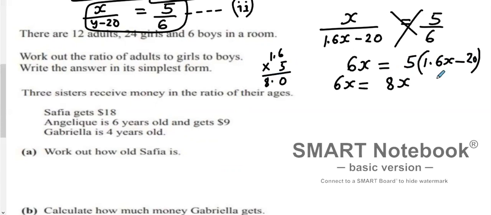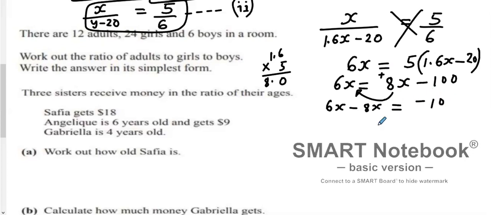Then 5 times negative 20, this will be minus 100. You see that 5 times 20 is 100. Then when you reach here, you collect like terms. There are a couple of ways you can do this. Shift this 8x there. This is positive. When it shifts there, it will be 6x minus 8x. That equals negative 100.